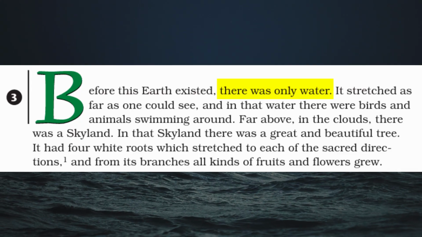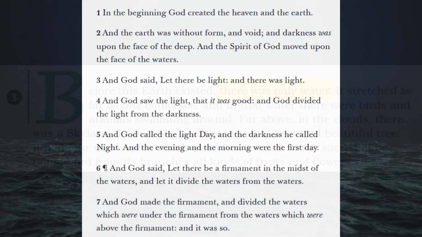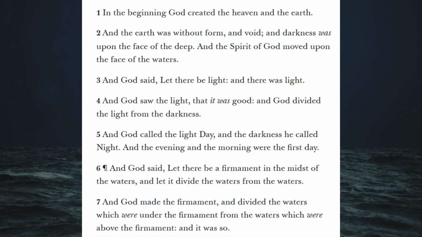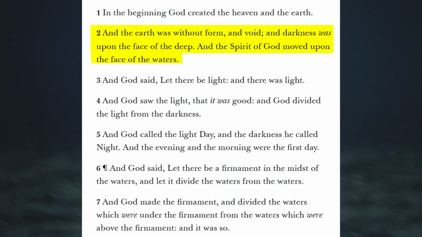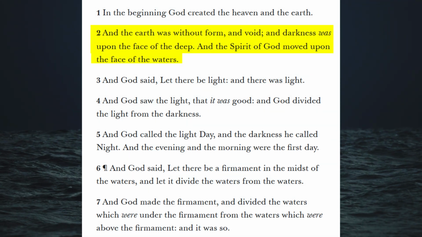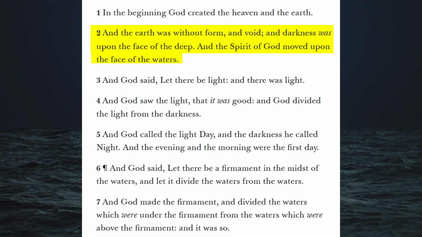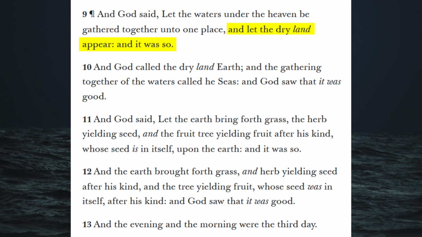Before this earth existed, there was only water. Here is Genesis chapter 1. In the beginning, God created the heaven and the earth. And the earth was without form and void, and darkness was upon the face of the deep. And the Spirit of God moved upon the face of the waters. But please notice how the dry land does not appear until the 3rd day. So already, that's a huge commonality.